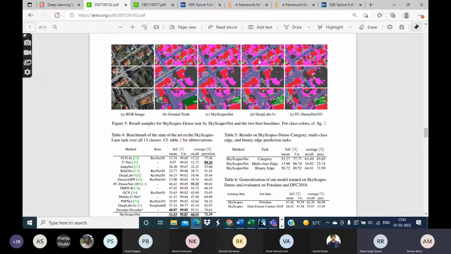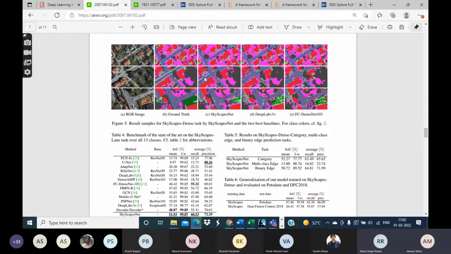It also shows some examples of what the aerial image looks like. It's an RGB image, and if you do the ground truth, the pixel level segmentation, these pixels are the roads, these pixels are the buildings, and these pixels are the trees, etc. This is what the ground truth segmentation looks like, while the segmentations done by the different algorithms are shown here. As you can see, all of them have done a reasonably good job.